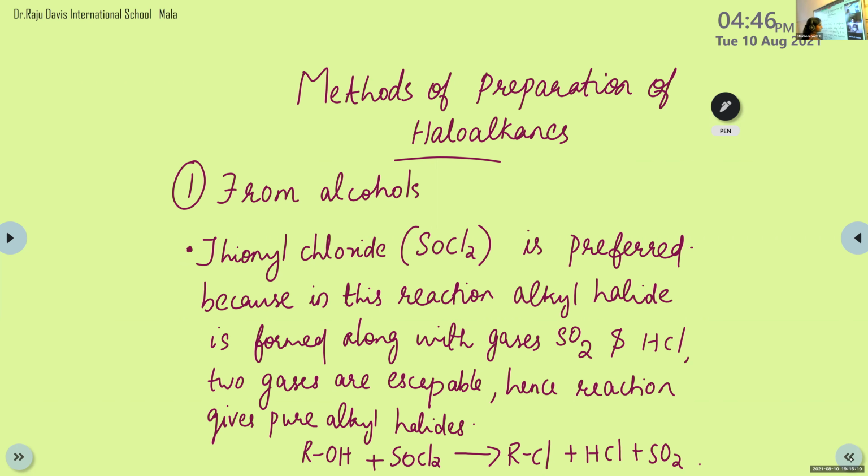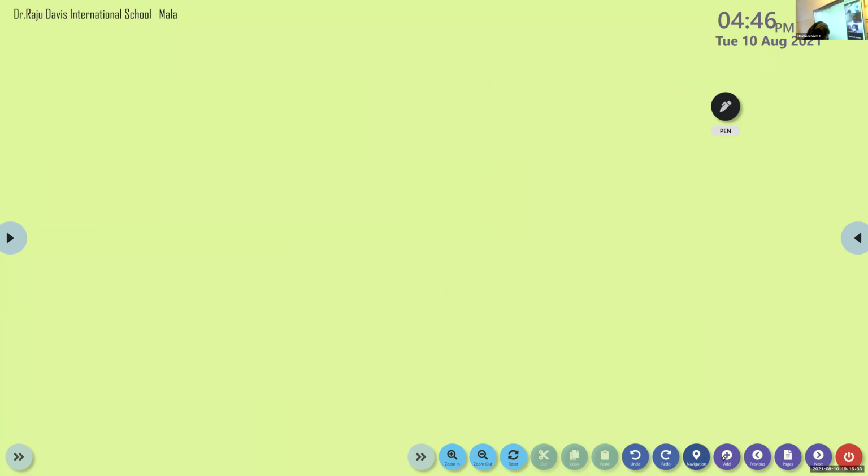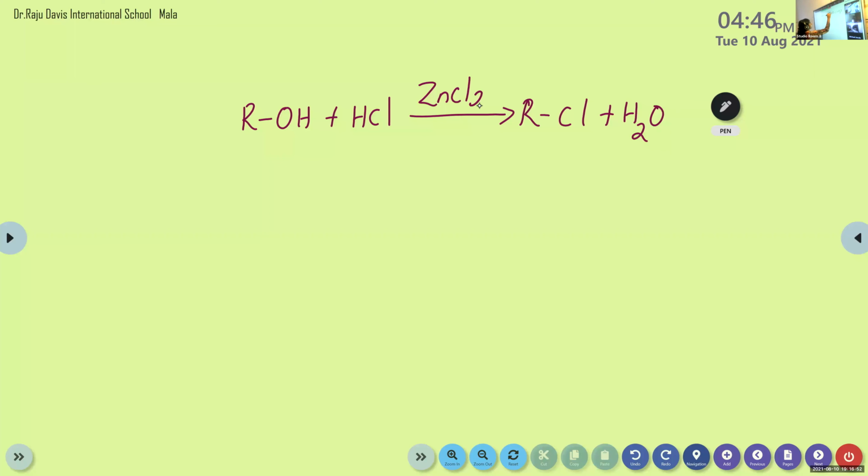Finished, right? Then the second method. Here the starting material is alcohol itself, but it is another method from alcohols to prepare haloalkane. So for the second method, first you can write the chemical reaction, then you can write it in the form of a sentence. ROH plus HCl gives RCl plus H2O, and here zinc chloride. This is the second one.